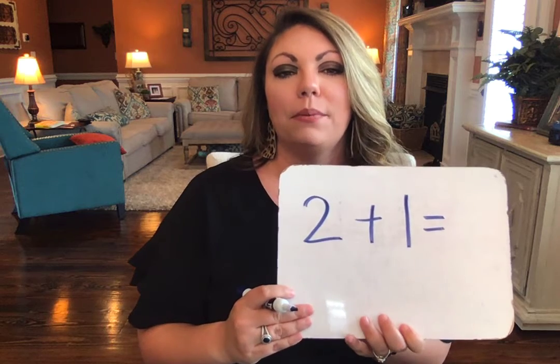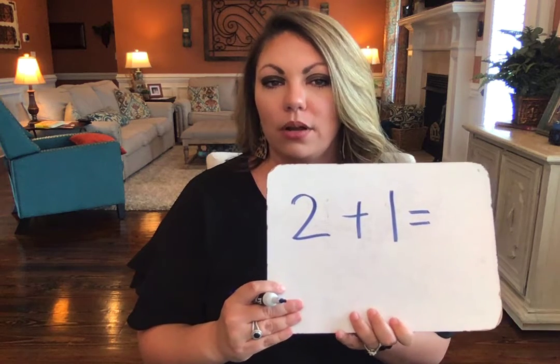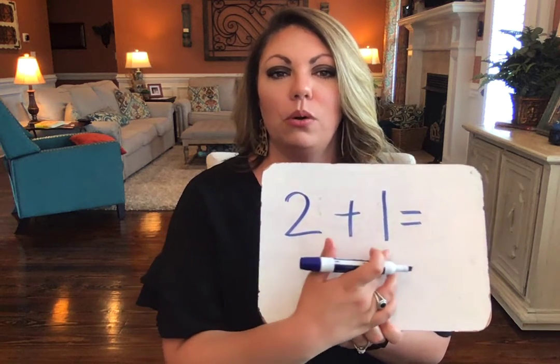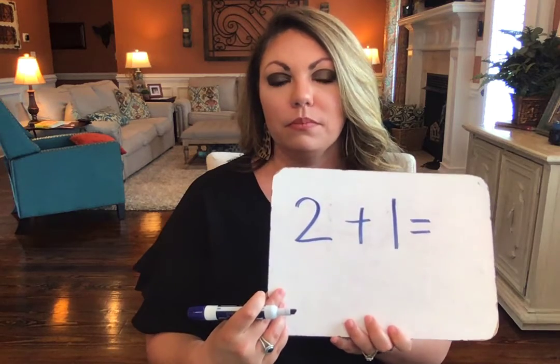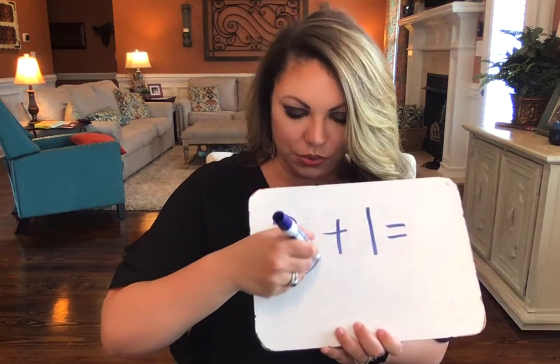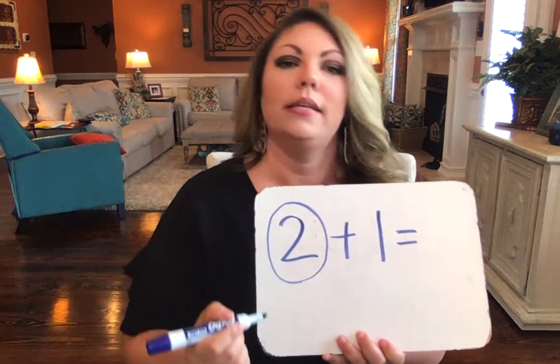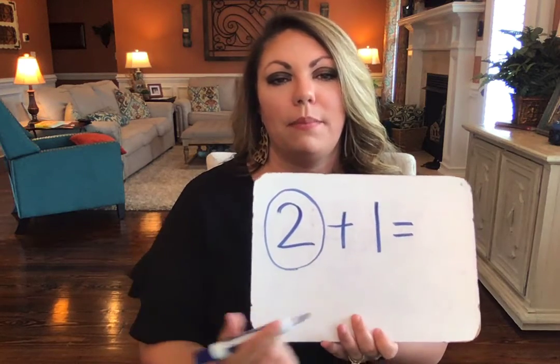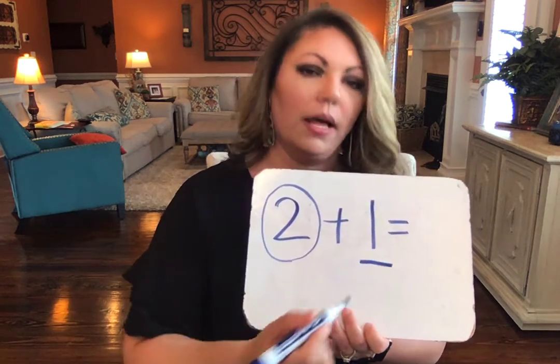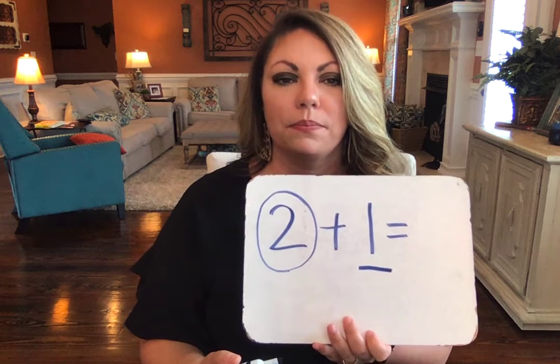Okay, and remember we always circle the greater number. Which number is greater, 2 or 1? Okay, we're going to circle the 2 because 2 is greater. Then that means we're going to underline the 1.